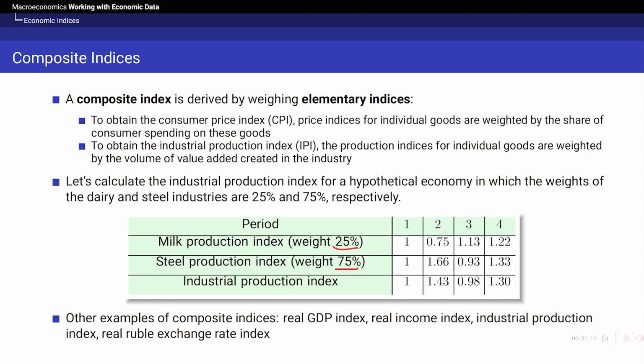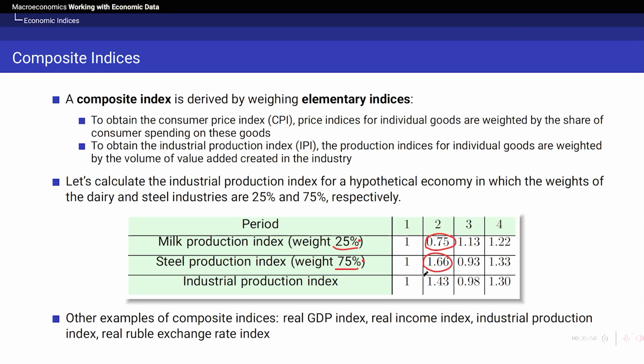For this economy, we also have 2 elementary indices, which reflect the production volumes of milk and steel compared to the first period. To obtain a composite index, we just multiply the value of an index by respective weight in each period and sum them up. For instance, in period 2, 0.75 is multiplied by the weight 0.25 plus 1.66 multiplied by the weight 0.75. The result is 143.